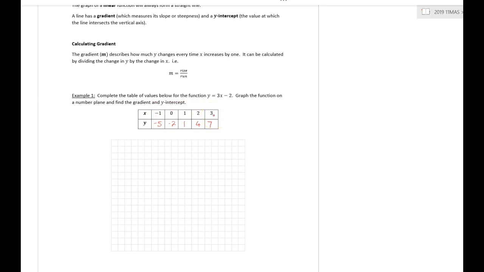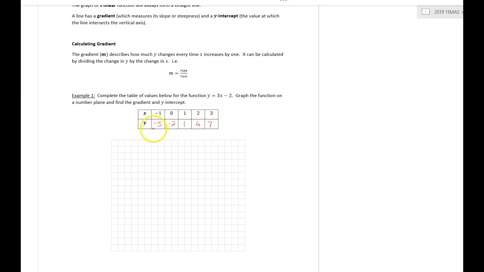Now there are two really important properties of a linear function that we'll always try to find, and that's the gradient and the y-intercept. The gradient tells me how steep the slope of the line is when I graph it. And the way we measure it is how much y changes when x changes. So when x is changing by 1, how much is y changing by? When I go up by 1, this goes up by 3. Up by 1, up by 3. Up by 1, up by 3, up by 1, up by 3.